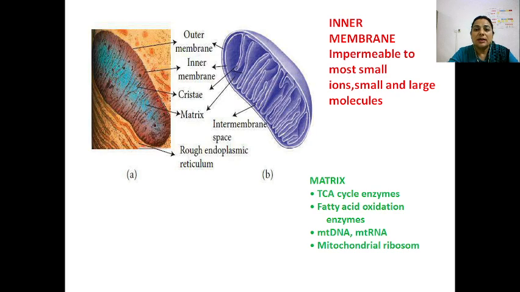This is the diagram showing the mitochondria and the various structures. The inner membrane is impermeable to most small ions, small and large molecules. And the matrix is important because it consists of the enzymes of the TCA cycle, the fatty acid oxidation enzymes, mitochondrial DNA, mitochondrial RNA and mitochondrial ribosomes.